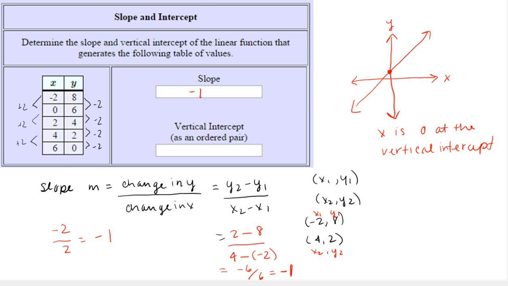So looking at the table, well, here's where x equals 0. So the y value that corresponds is 6. So we can read that directly from the table. Let's write this as an ordered pair. So 0 isn't nothing. You have to include it because it tells us the location that it's on the y-axis. 0, 6 is our vertical intercept.